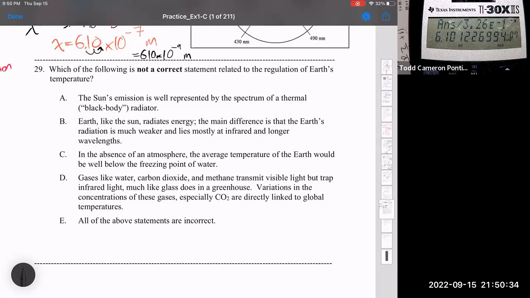D says gases like water, carbon dioxide, and methane transmit visible light but trap infrared light, much like glass does in a greenhouse. Variations in the concentrations of these gases, especially CO2, are directly linked to global temperatures.